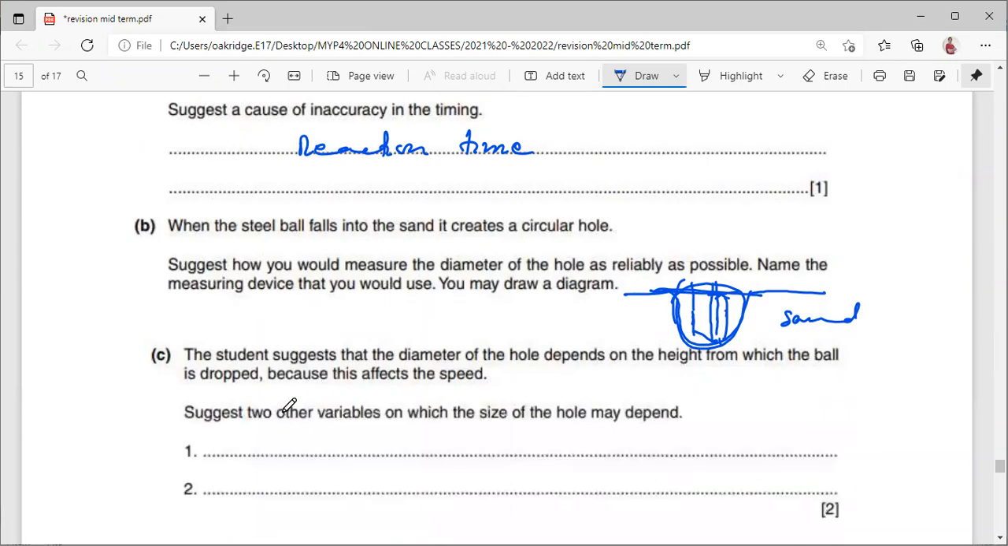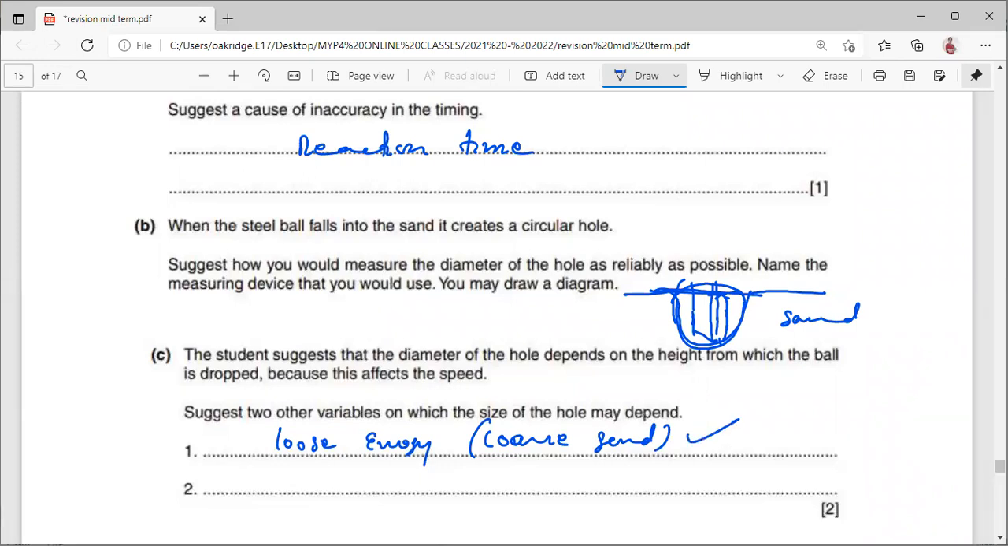Then the student suggests the diameter of the hole depends upon the height from which the ball is dropped, because this affects the speed. Definitely, right? Suggest 2 variables on which the size of the hole may depend. What are the factors? The sand should be loose enough. If the sand is loose enough, you can say it's a coarse sand, then definitely the ball that falls onto it might penetrate much deeper. If not, definitely it will not be able to do it. Okay, this could be one of them.